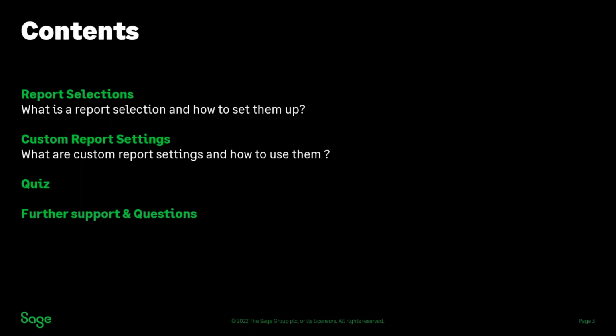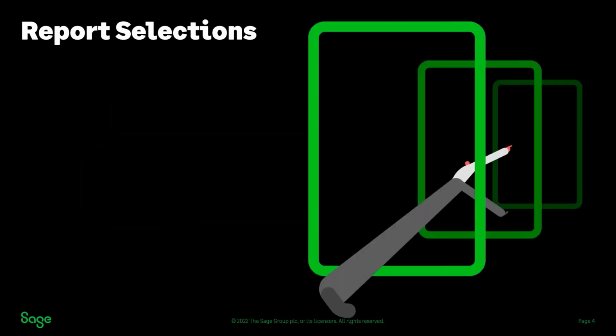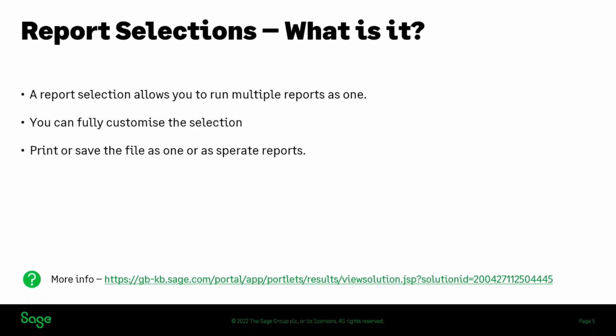So without further ado, let's get stuck in and we'll have a look at the first one, which is report selections. What are report selections? A report selection allows you to run multiple reports as one. So if you run reports both pre and post update, and you run more than one report, you can use a report selection to run all of this in one go, every single report that you normally run.